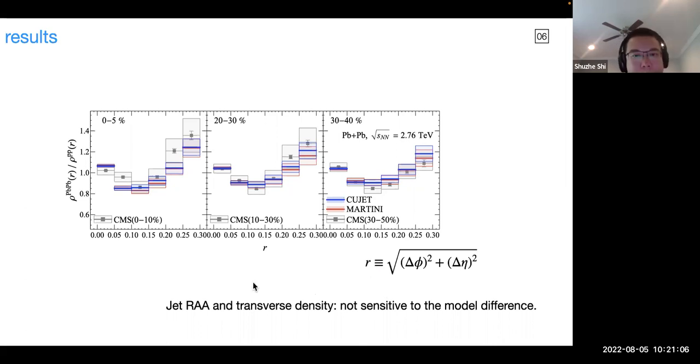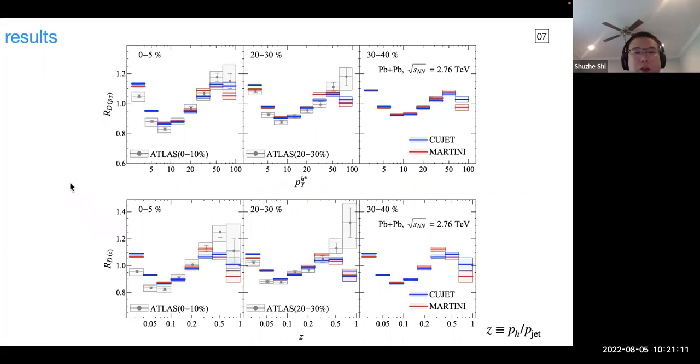In our study, we do see observables that could capture the difference between these two models, which is the fragmentation function ratio. The fragmentation function is the distribution of the momentum fraction of the hadron versus the momentum of the full jet. One can measure this fragmentation function as a function of this ratio, or the transverse momentum of the charged hadron. These two observables basically tell the same story, but they differ in weighting different jets, I mean, events with different jet momentum.